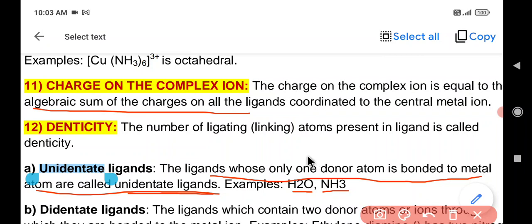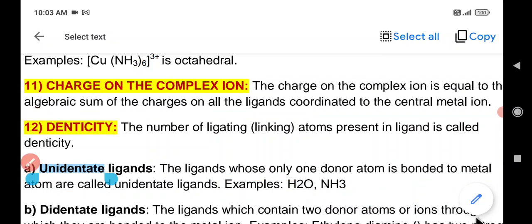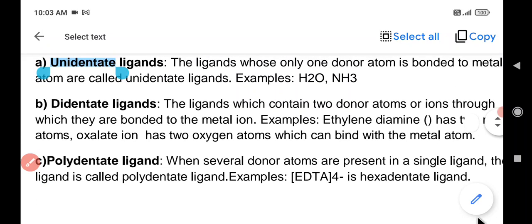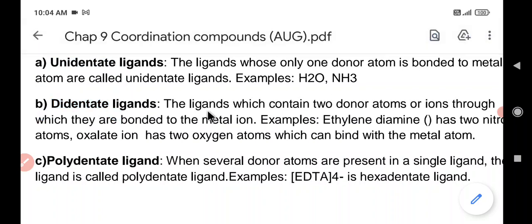After that, the next one we have is the bidentate ligand. Now, what is a bidentate ligand? Bidentate or didentate ligands are those ligands which contain two donor atoms. As they contain two donor atoms, they are called bidentate or didentate ligands.